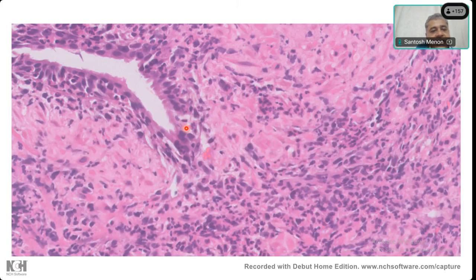Do you think this gland is benign or malignant? Benign. Anybody thinks it's malignant? Everybody agrees it's benign. Okay. And the background shows a lot of inflammation.